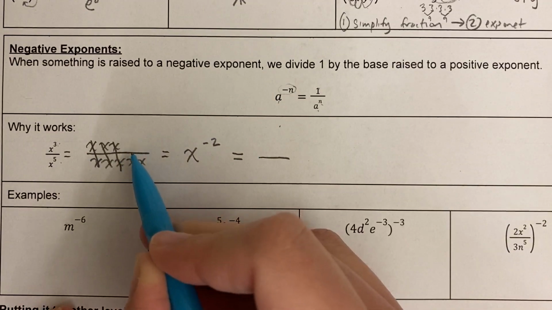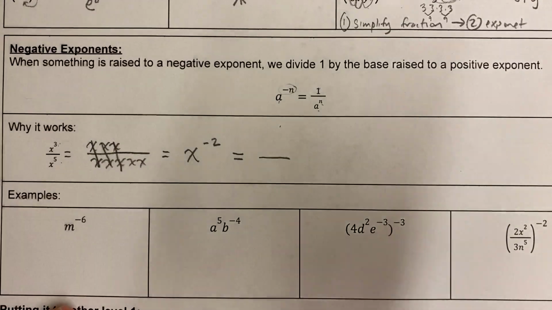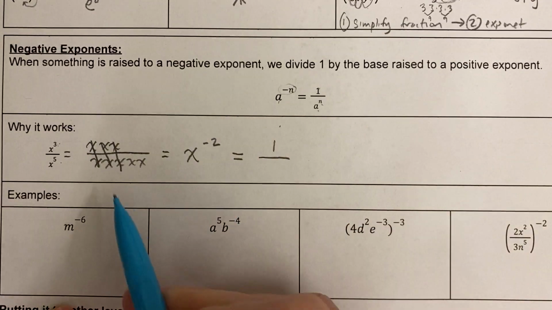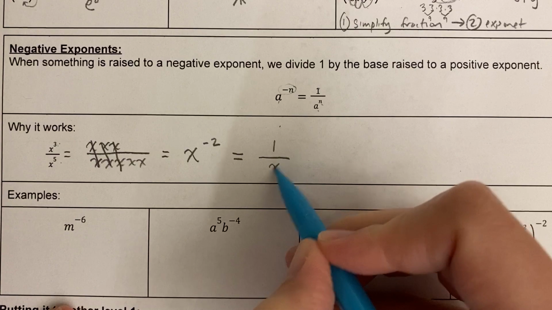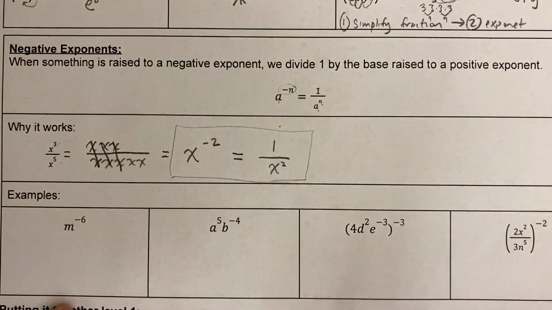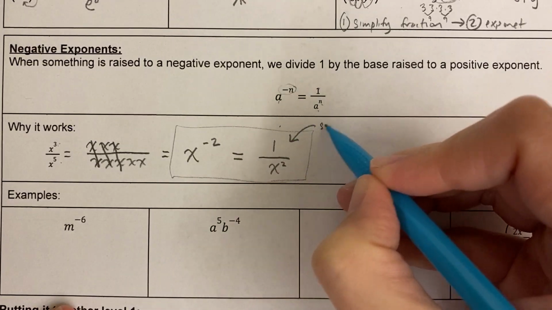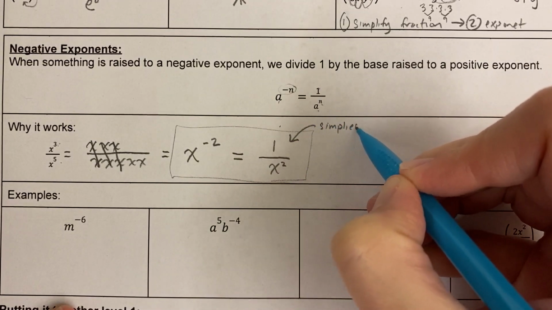There's nothing on the top. We're not allowed to just write nothing on the top. That's like not a thing. You're not allowed to do that. You have to put a placeholder on the top of a fraction if you write it. So it's 1 over, and what's on the bottom? x squared, okay? These two things are equal to each other. They are the same.